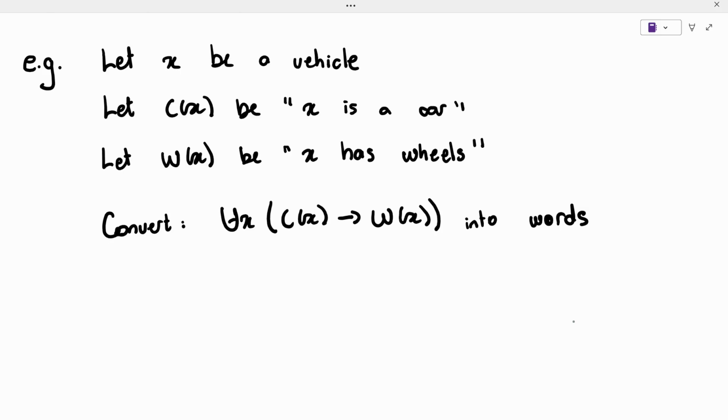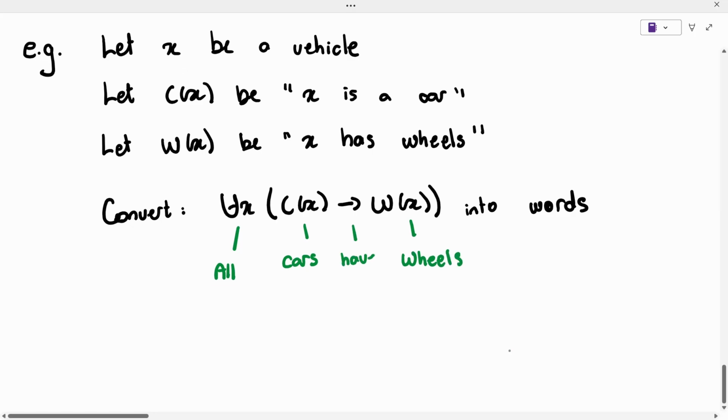So let's look at another example now, and let's go the other way. So now we're going to go from symbols to words. So this quantifier here we know means all. We define this function as x is a car, so this is cars. And of course, this is wheels. And this operator will be have, because that's the word that fits most sound in terms of everyday English, right? What we're doing is saying that anytime I'm a car, I also have wheels. In other words, all cars have wheels.